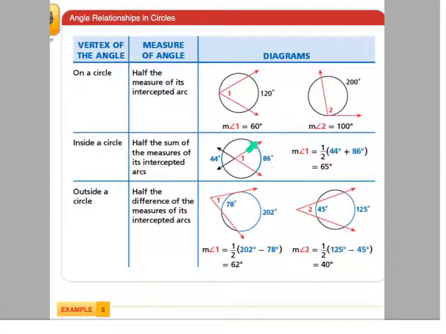If the chords or secants are meeting inside of the circle, then the angles formed by them are half of the two arcs added together. If the lines, such as secants or tangents, meet outside of the circle, then it's half of the two arcs subtracted from each other.